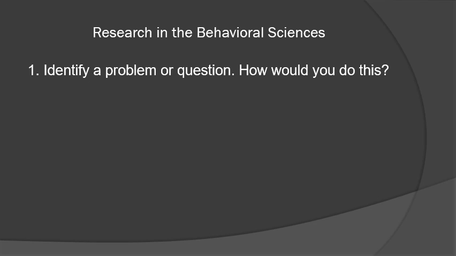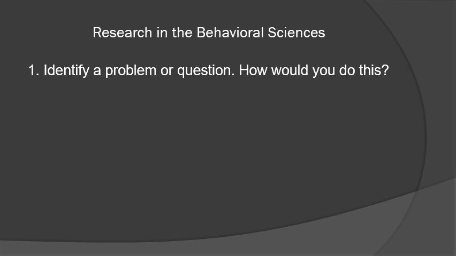Okay, so what is the sequence of events for research in the behavioral sciences? Number one, we need to identify our problem or our question. How would you do this? This is where you might read a research report out there. You might see something in the news. You might see someone act or behave a certain way. This gets you thinking, and then you think, okay, I want to know why they're behaving that way. Or is that behavior typical?